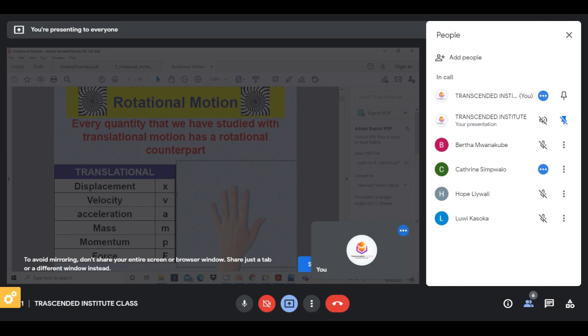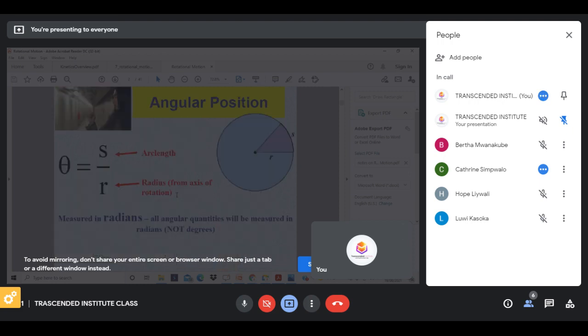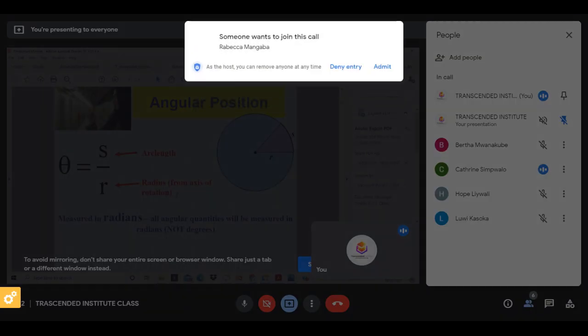Momentum, we didn't talk about that, but of course it becomes angular momentum. Force is not angular force, it's torque. We'll get to talk about that after we are done with the basic rotational motion tomorrow. So this is the definition now. Okay.